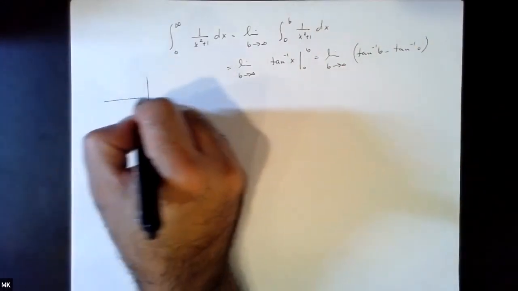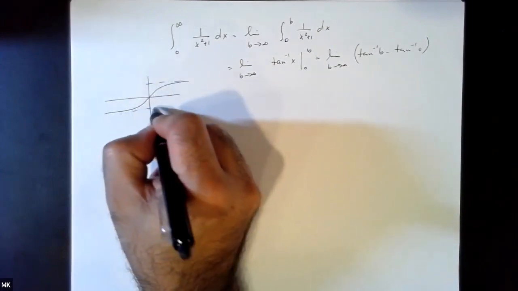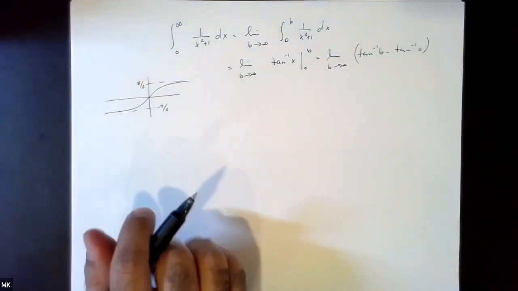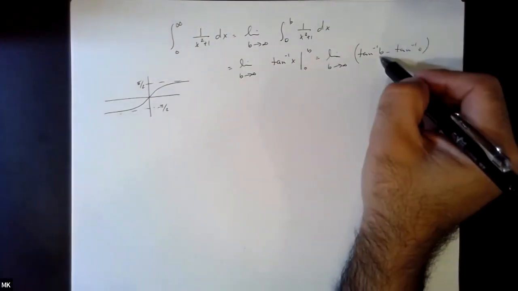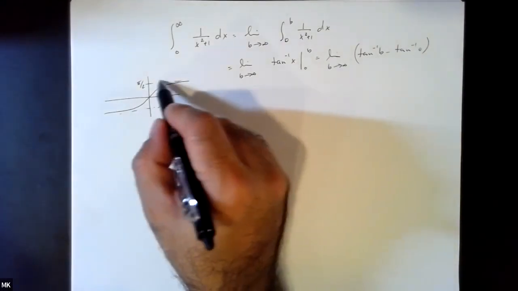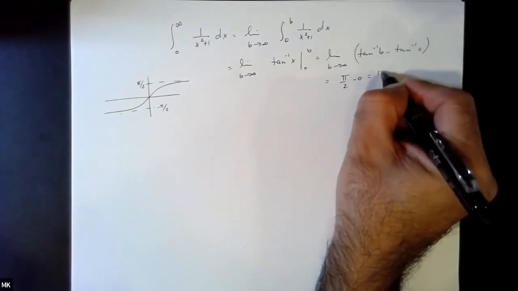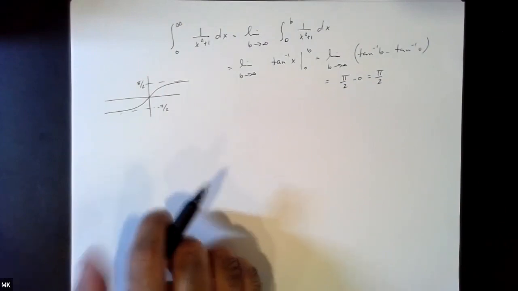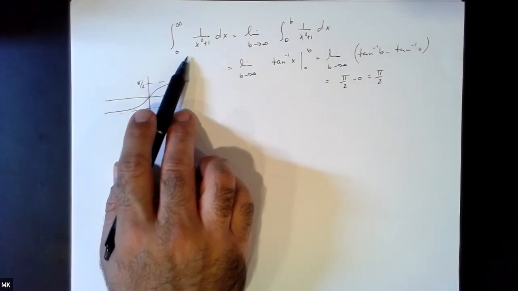Now remember, arctangent or tan inverse looks something like this, and it has asymptotes at negative pi over 2 and pi over 2. That's something from trig. You can graph it on a calculator if you want and you'll see the same thing. So as b goes to infinity, your arctangent goes to pi over 2. And arctangent of 0, of course, is 0, so the answer is going to be pi over 2. Okay. So that's how you handle it when the upper bound is positive infinity. That's how you handle that.